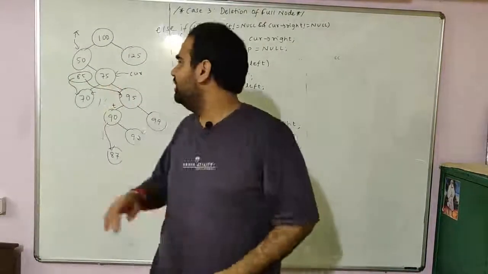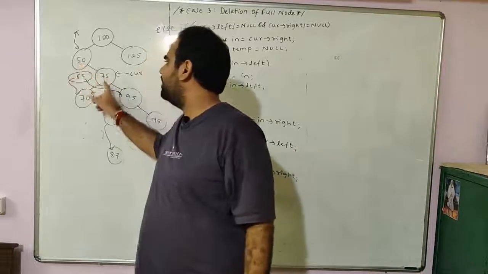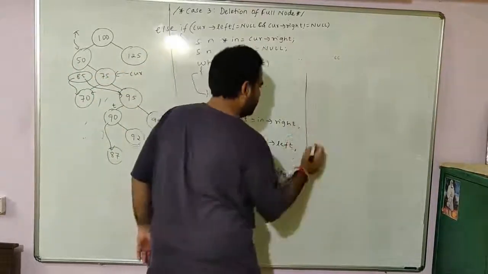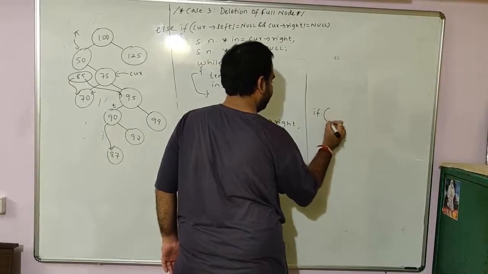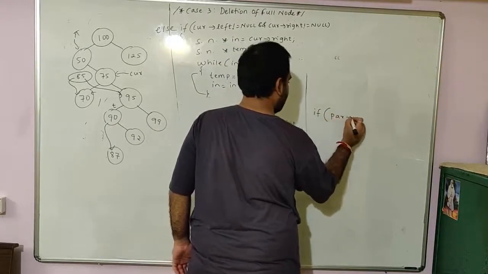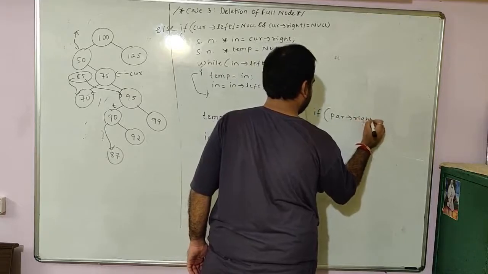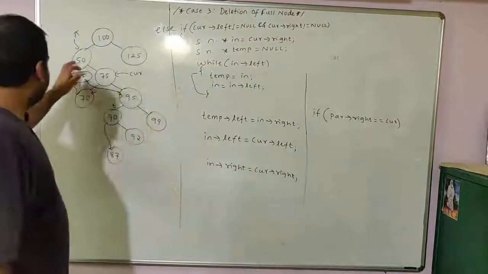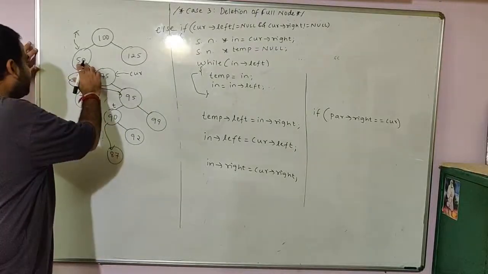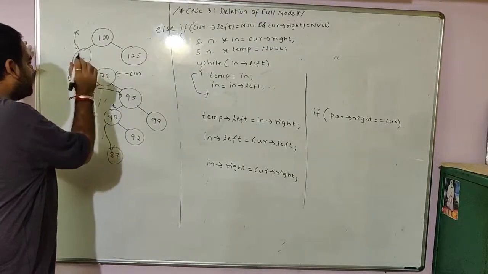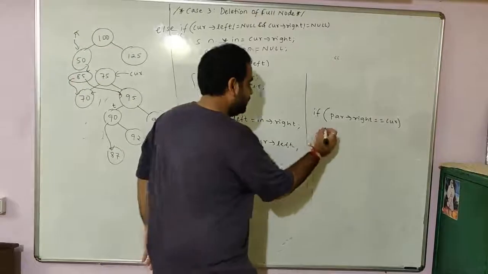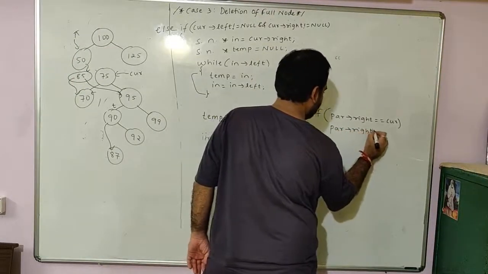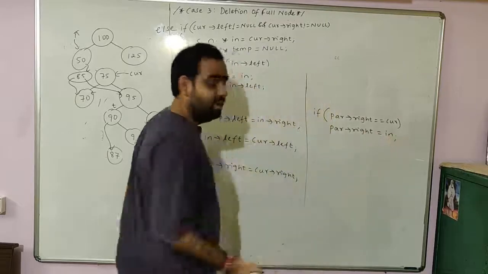Now, this child 75 might be on the right side or might be on the left side. That is what we need to check over here. And we write if parent arrow right equal current. Is parent arrow right equal current? Yes, parent arrow right is equal to current. Therefore, we say parent arrow right equal to in-order successor.